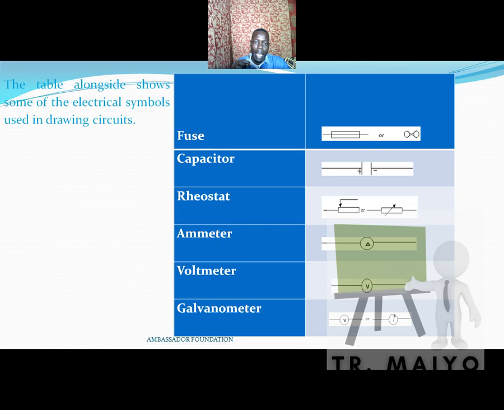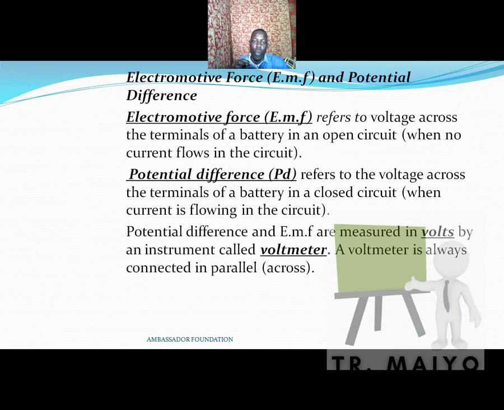When using a voltmeter, we can measure voltage in two ways, and then we obtain what we call electromotive force or potential difference. Electromotive force is shortened as EMF. Potential difference is shortened as PD. All of them are voltage, but measured under different circumstances. Let's see. At what time can we say this voltage is EMF and this voltage is potential difference, that is PD?